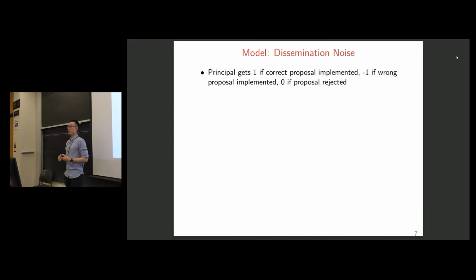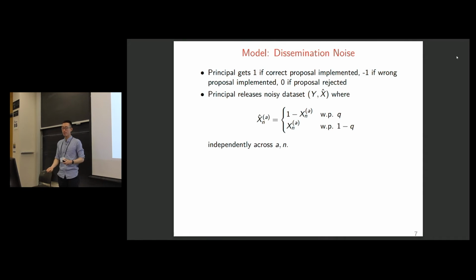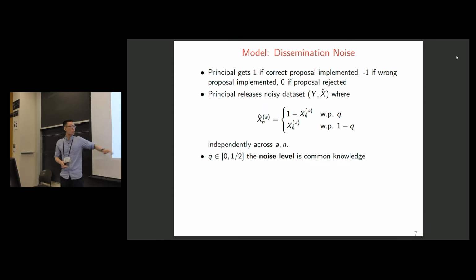Now, let's talk about the principal. The principal gets a utility of 1 if the correct proposal gets implemented, -1 if the wrong proposal gets implemented, and 0 if the proposal is rejected. What the principal is going to do is release a noisy data set, so y, x hat, where each covariate and each observation of the covariate is flipped with probability q. Okay, so these things are binary. I'm going to flip each of these bits with probability q. And this flipping is done independently across observations and independently across covariates. Okay? And so this q, the probability of flipping, is called the noise level, and this is going to be common knowledge.